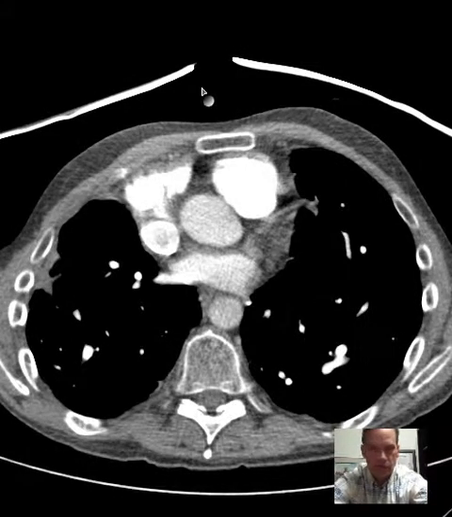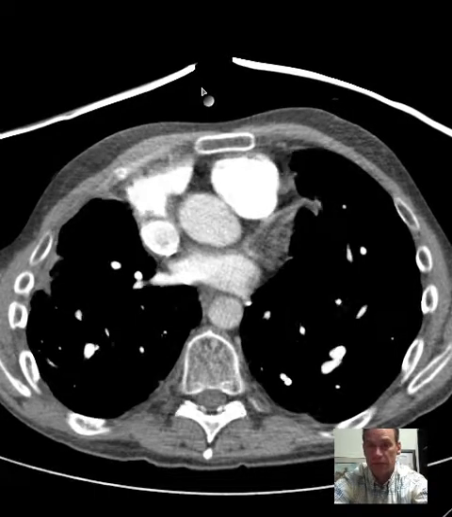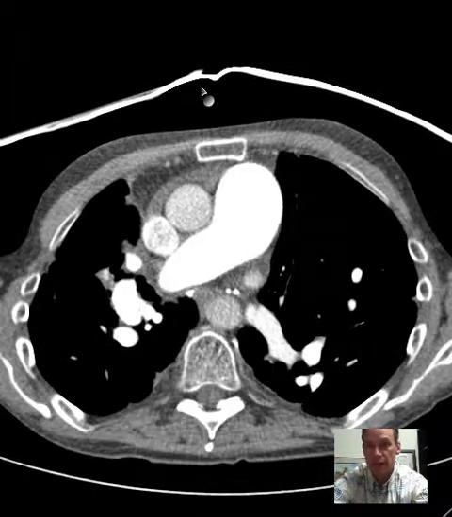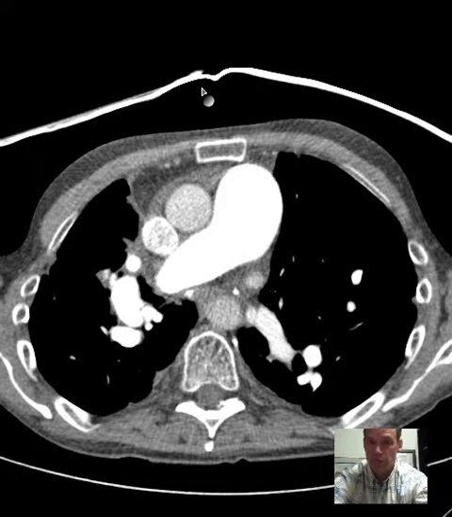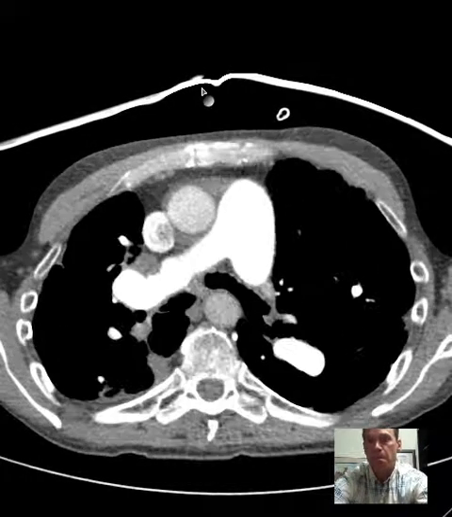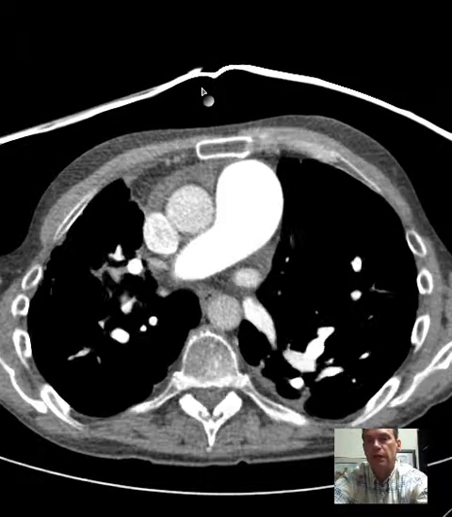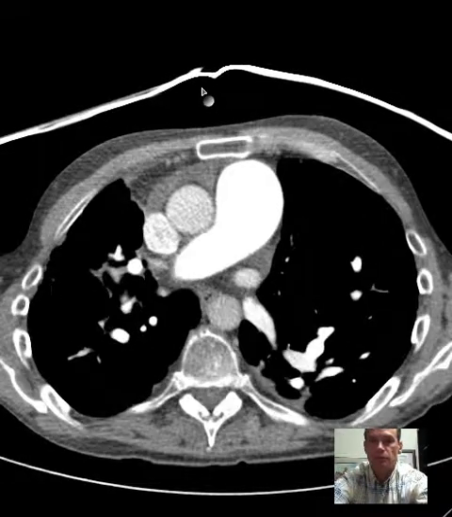But as I mentioned, we do these very commonly now for people who have shortness of breath or chest pain or both. This is a very good exam for finding abnormalities, but it's a fair amount of radiation, and it's not something we should take lightly. So take a look at this.